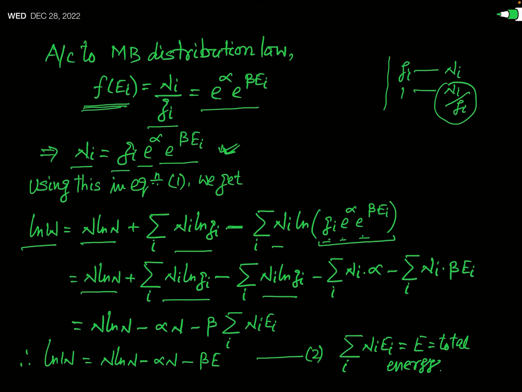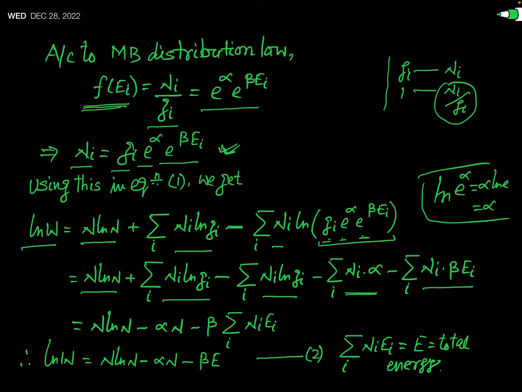Okay? Minus summation over I Ni log e to the power alpha. But you know log e to the power alpha will be alpha, because this is alpha log e, but log e is equal to 1, so this is simply alpha. So this second term will be summation over I Ni times alpha, and the last term will be Ni log e to the power beta Ei, but log e to the power beta Ei is beta Ei into log e, and log e is 1. So this will be summation over I Ni times beta Ei. Okay.